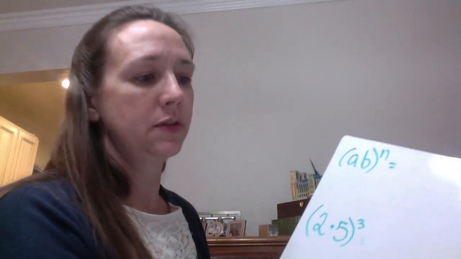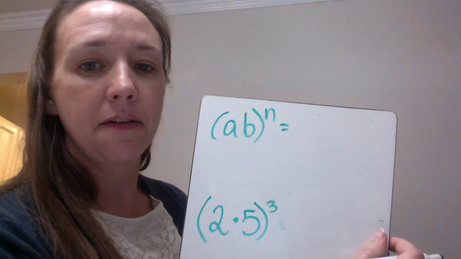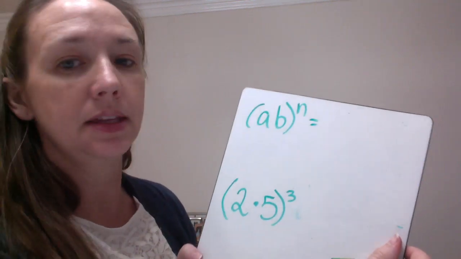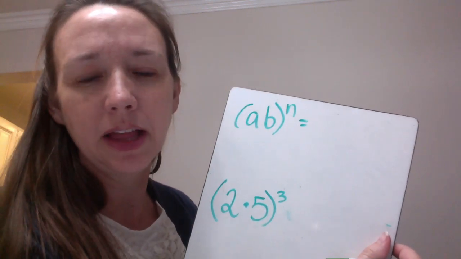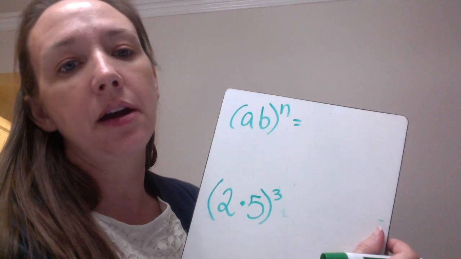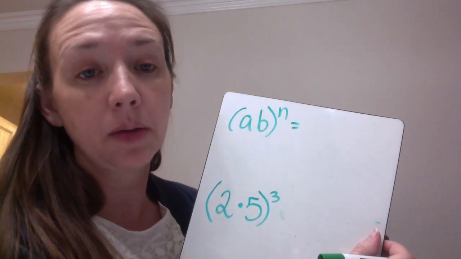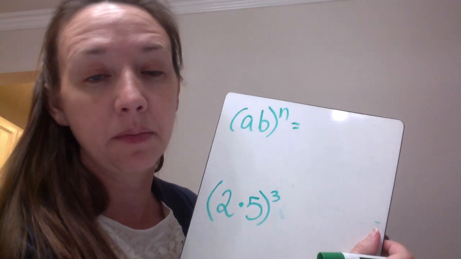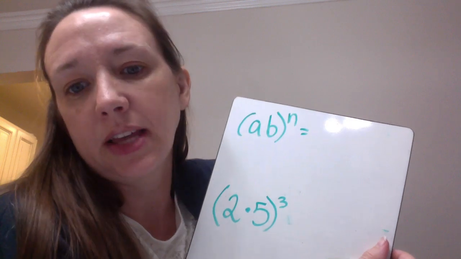Okay, this is part 2 of rules of exponents. So we have a times b to the nth. This is one we didn't talk about in class because it really only matters when we're dealing with variables, and right now we're dealing with just regular numbers. But I'm going to show you how it works anyways.